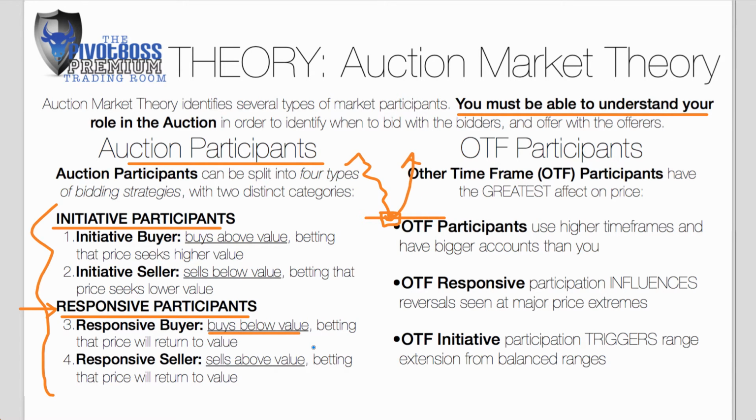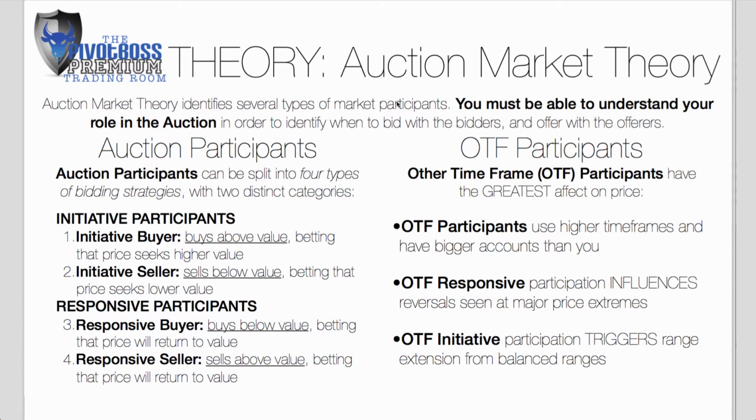Okay? So a responsive buyer buys below value and returns price to value. So you're betting that price is below value and that price will return to value. A responsive seller is the opposite. A responsive seller sells above value, looking to return it to value, betting that price will return to value, right? So those are responsive participants. When price gets too high, sellers come in and try to push it back. If price gets too low, buyers come in and try to push it back to value.